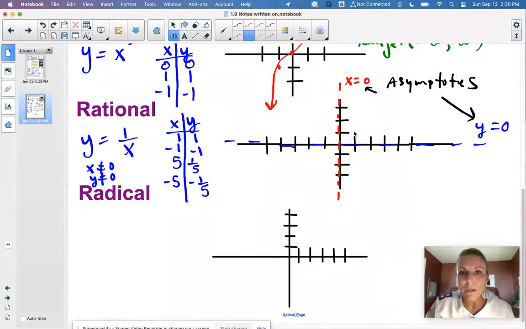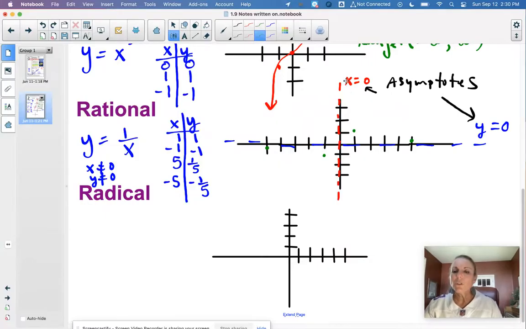(1, 1). You know what? I am going to graph it in green because I did my asymptote in red. Okay, (1, 1) is right there. (Negative 1, negative 1) is right there. (5, 1/5): 1, 2, 3, 4, 5, up 1/5 is about right there. And 1, 2, 3, 4, 5, negative 5 down is about right there.